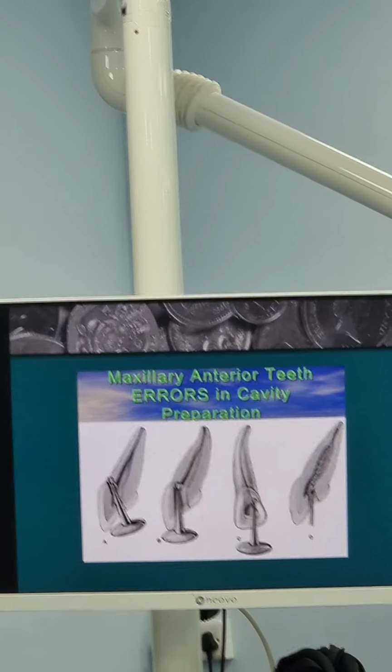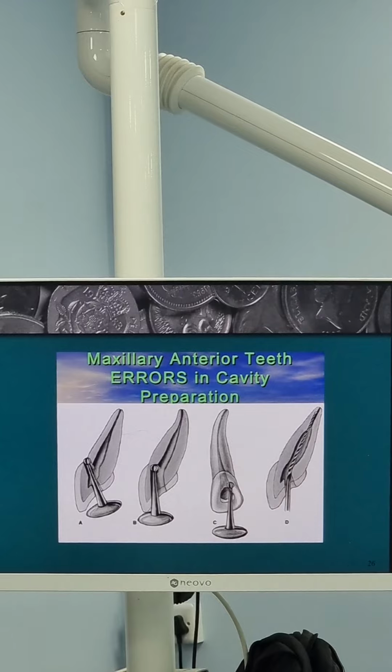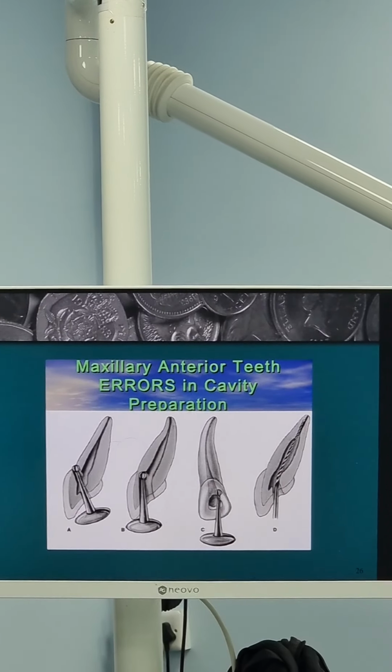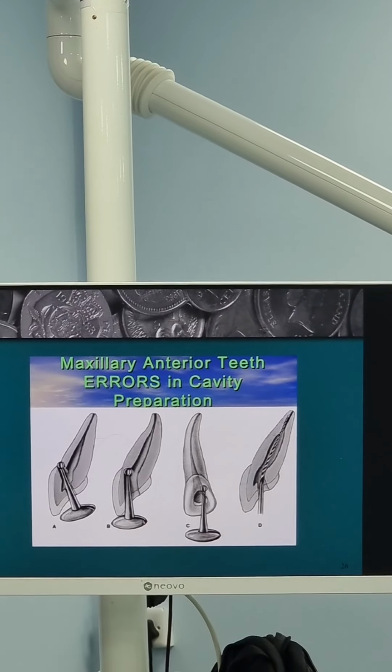Now to finish, I just want to show you some errors which can happen during the access cavity preparation, especially for the maxillary central incisor. Rotate the screens. Here, figure A. What do you see in figure A? The bur is going to the buccal surface, and we call it a buccal perforation.